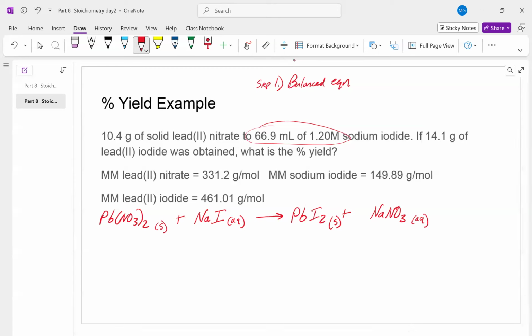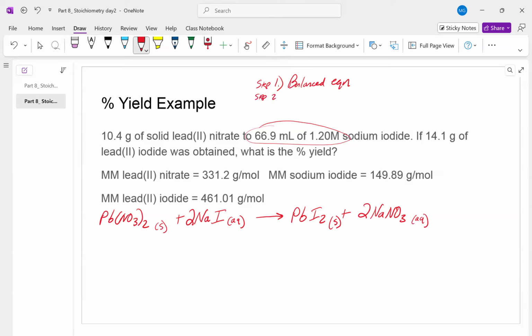Okay, so let's go through and balance this. If we look at the left, I have two nitrates. So on the right, I'm going to put that. Well, you say, that just threw off my sodiums. Okay, let's fix the sodiums. I'm going to put a 2 here. And that inadvertently balances out the iodine. So we're good to go. So this was our first step to get a balanced equation.